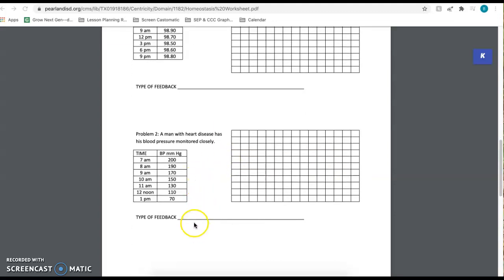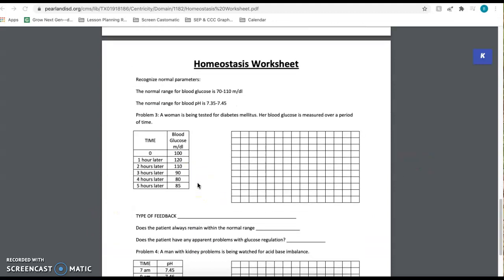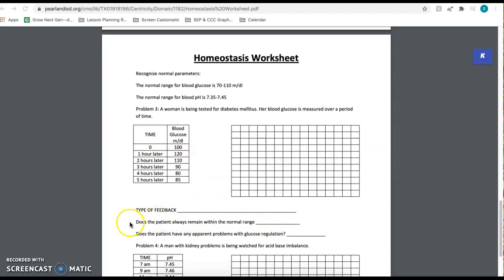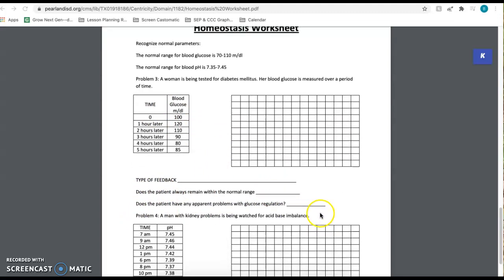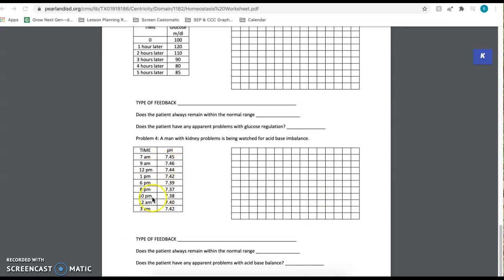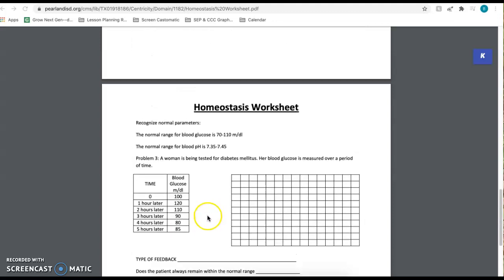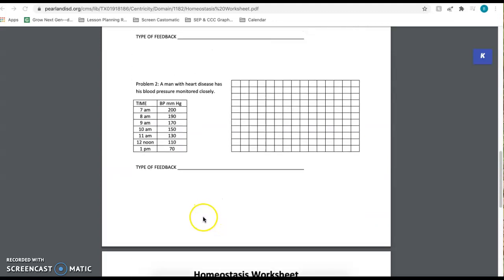Same thing with problem 2. You're going to do the graph. Time's going to go on the bottom, and blood pressure is going to be on the y-axis, and you're going to decide if it's positive or negative feedback. For the last one, you're making a graph of blood glucose levels, deciding what type of feedback it is, and whether they're in the normal range or not. Then you're also going to be making one on pH, answering those questions. If you are struggling with this, please reach out to me and let me know.